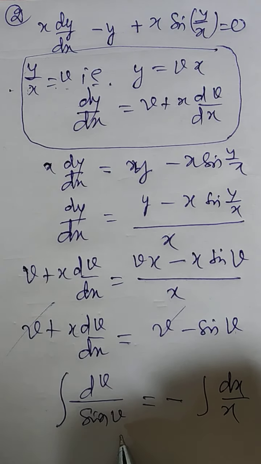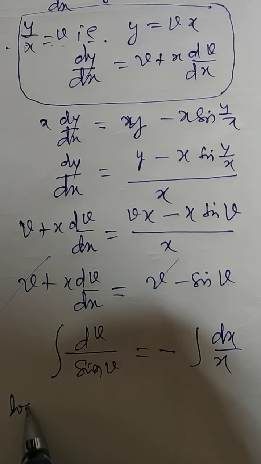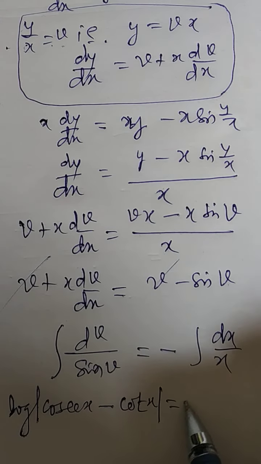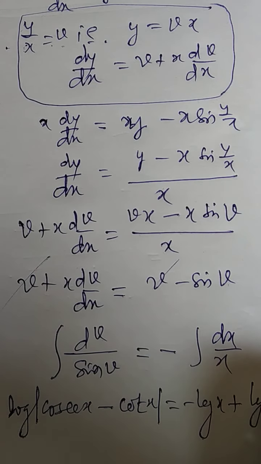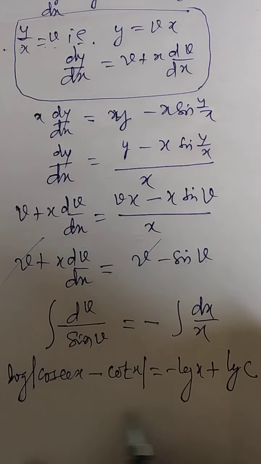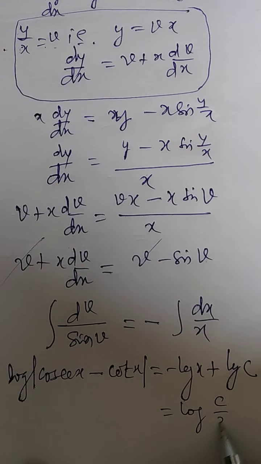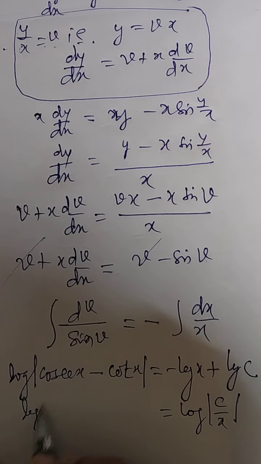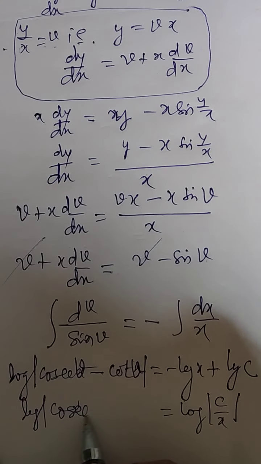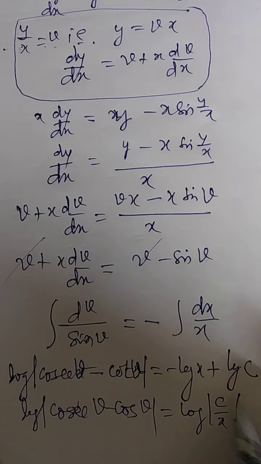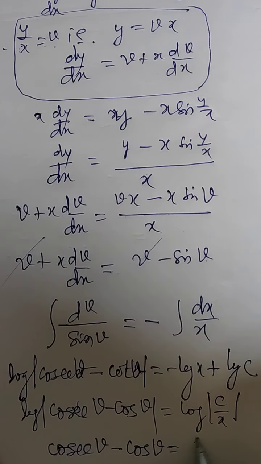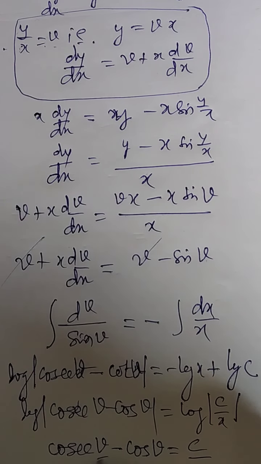1 by sine is nothing but cosec, and the integration is log of cosec v minus cot v, which will be equal to minus log of x plus log of c. Now try to remove the log from everywhere. This can be written as log of c by x. Over here it will be log of cosec v minus cot v, since you are integrating with respect to v; take care of this also. Whenever there is a log on both sides, only then can you remove the log. Otherwise keep your answer in the same form, and now replace v with y by x.